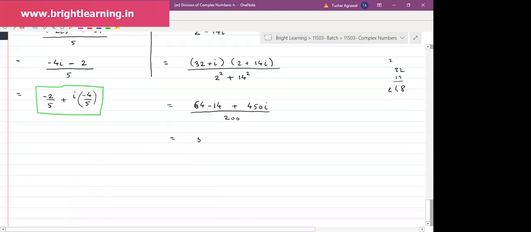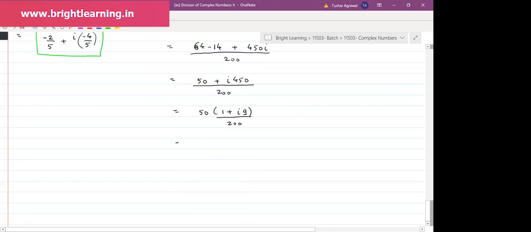So this becomes 50 plus i times 450 upon 200. From the numerator I can take 50 as common. It becomes 1 plus i times 9, and the denominator is 200. Did I do something wrong? No, sir, correct, sir. 50 and 200, we cancel it. It's correct, sir. 1 plus 9i by 4, so 1 by 4 plus 9i upon 4. This will be the final answer.